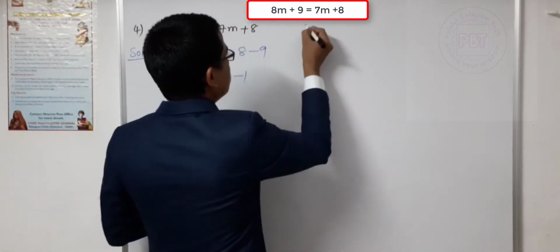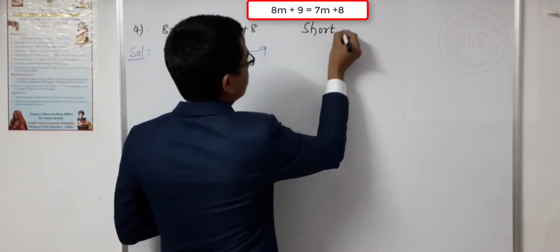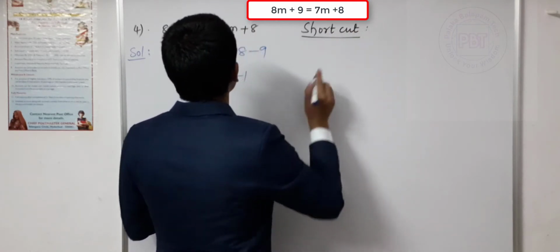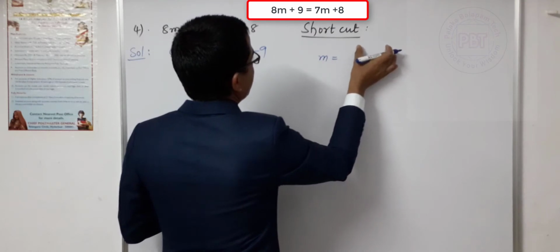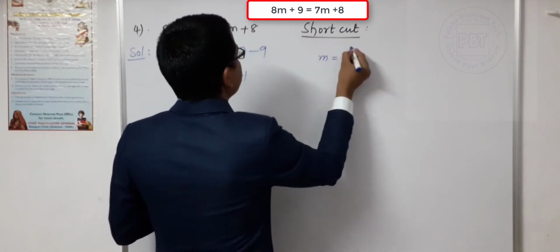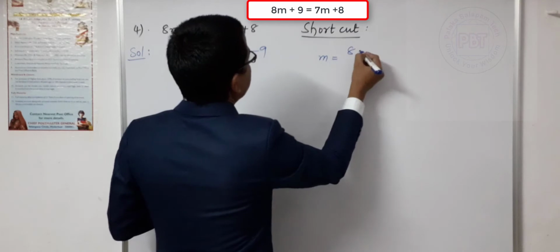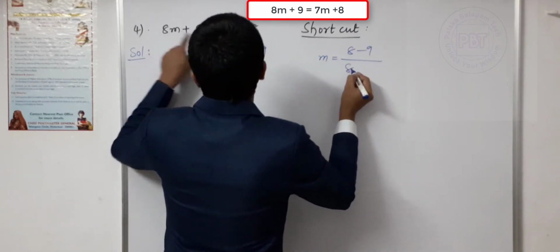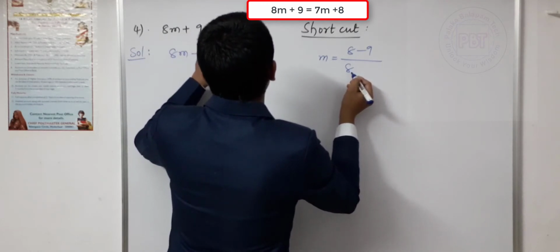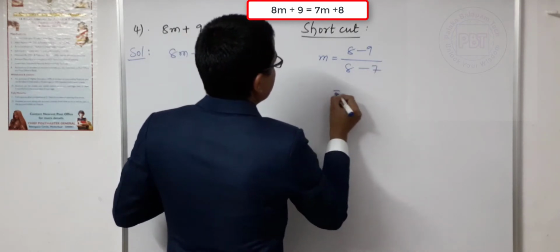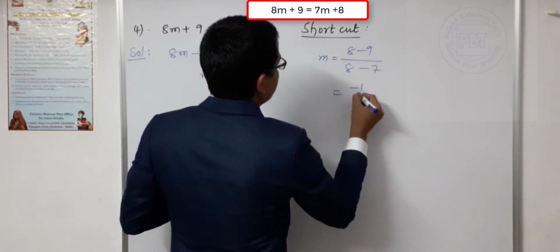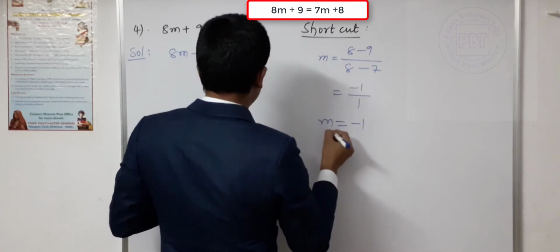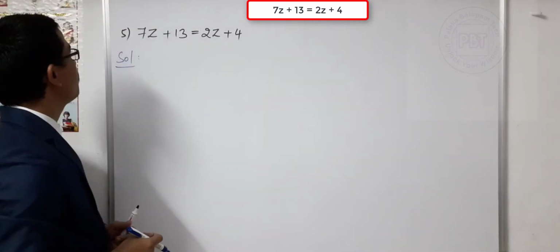Now see the shortcut. Directly we are going to write the value of the variable. Here the variable is m. M equal to, in the numerator part, constants 8 plus 8. This is plus 9 becomes minus 9 by here variable, the quotient of variable is 8. Here quotient of variable is 7, plus 7 becomes minus 7. So 8 minus 9 is minus 1 by 8 minus 7 is 1, minus 1 by 1 is minus 1. Both are same. Now let us see the fifth question.